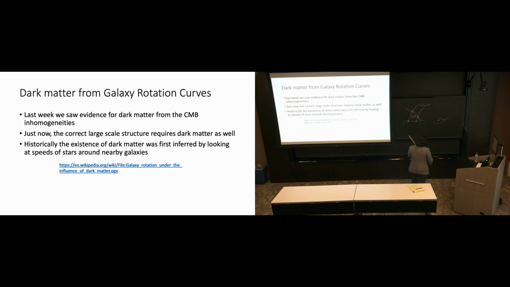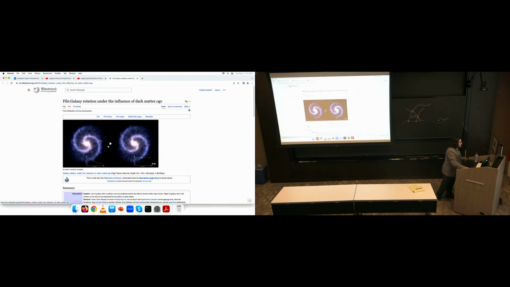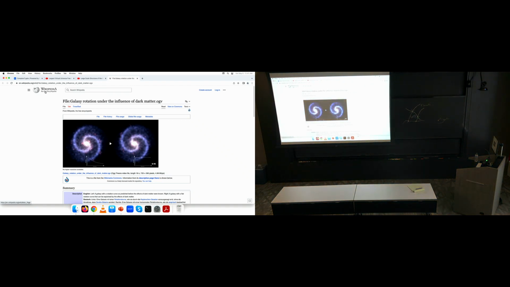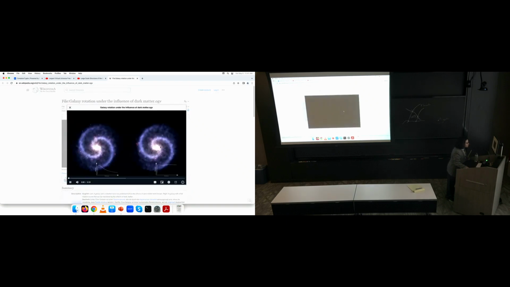But in fact, historically, the existence of dark matter was first inferred by looking at the speeds at which stars rotated around different galaxies. Good. Here on the left, we have a simulated galaxy without dark matter. On the right, a galaxy with dark matter.